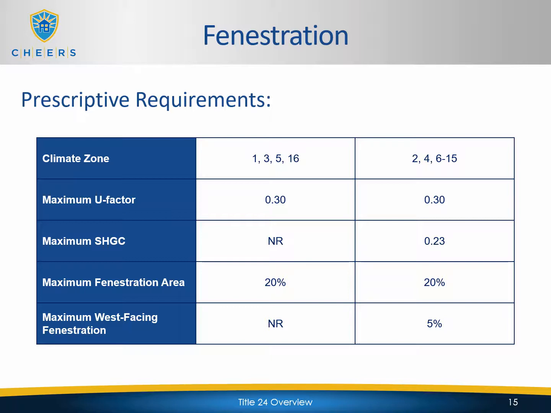Now when we look at climate zones 2, 4, and 6 through 15, those are more cooling climates. So not only do we have a maximum U-factor of 0.30, we also have a maximum solar heat gain coefficient of 0.23. There's also some limitations on the maximum fenestration area. So 20% of the conditioned floor area can be glass, and then on the west facing side, there's either no requirement or 5%, depending on which climate zone you're in.